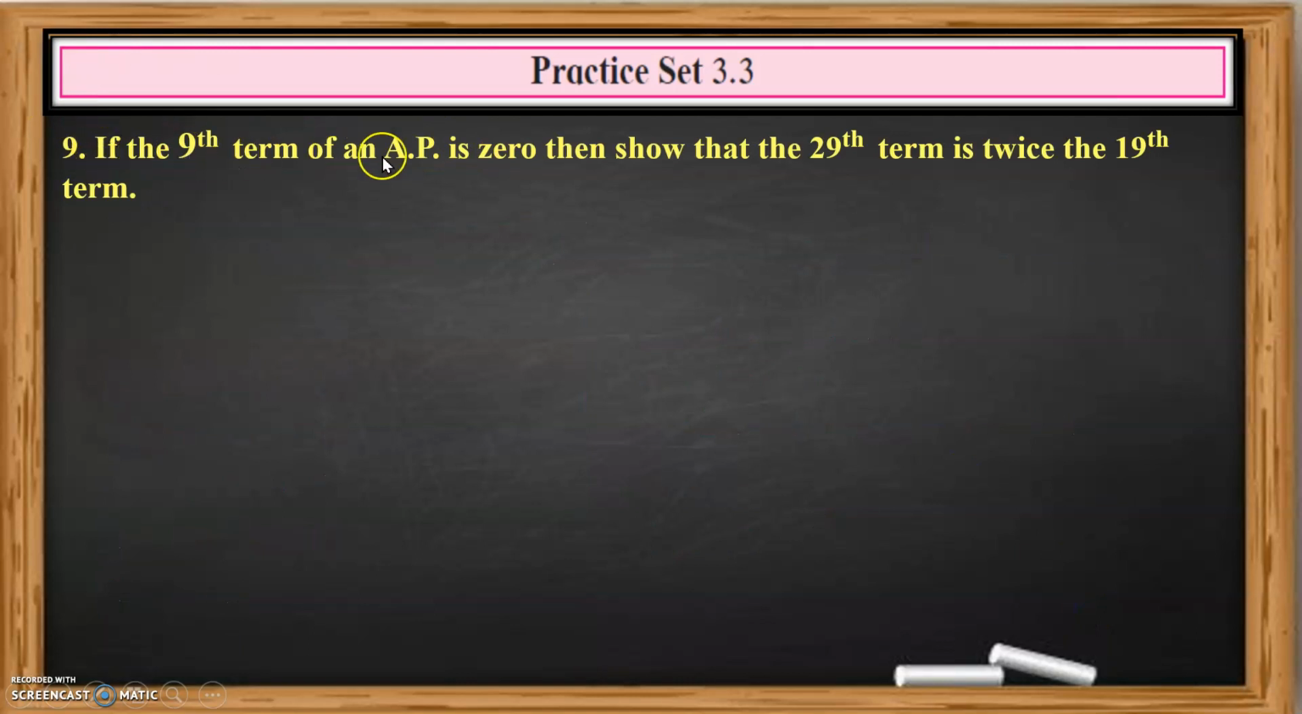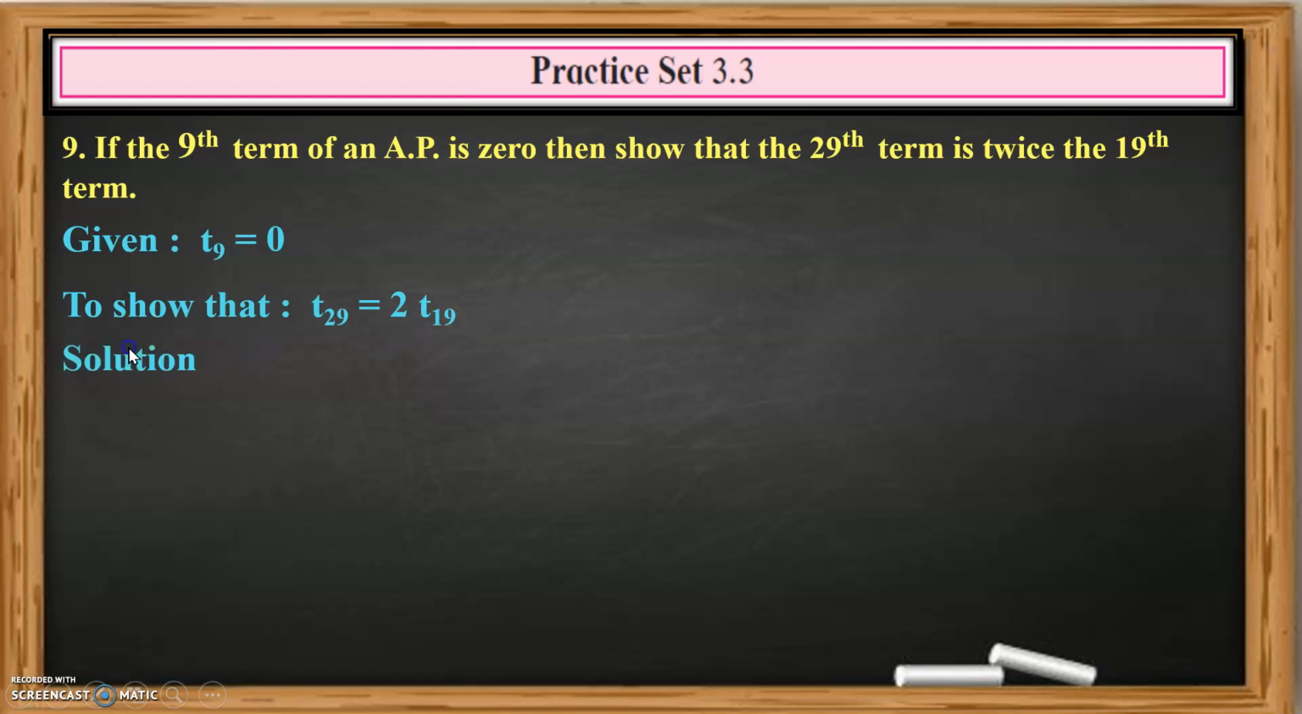If the 9th term of an AP is 0, then show that the 29th term is twice the 19th term. Now this is a proof question. So let's start with what is given. What is given, children? T9 is 0. And what you have to show? You have to show that the 29th term is twice the 19th term. That means T29 is 2 times T19. This is how we write it in the form of an equation.